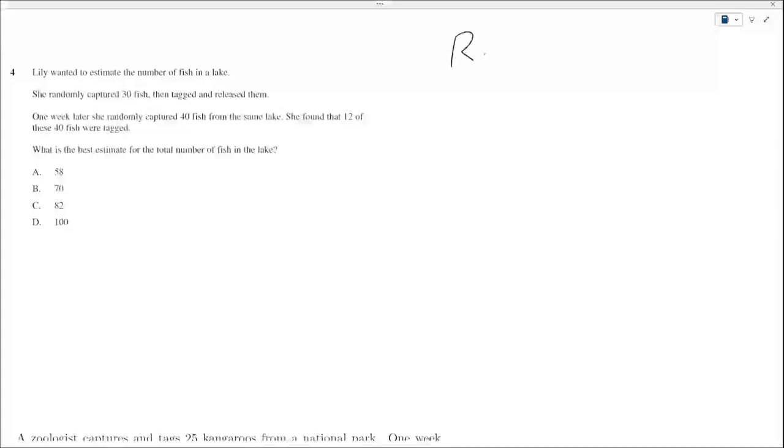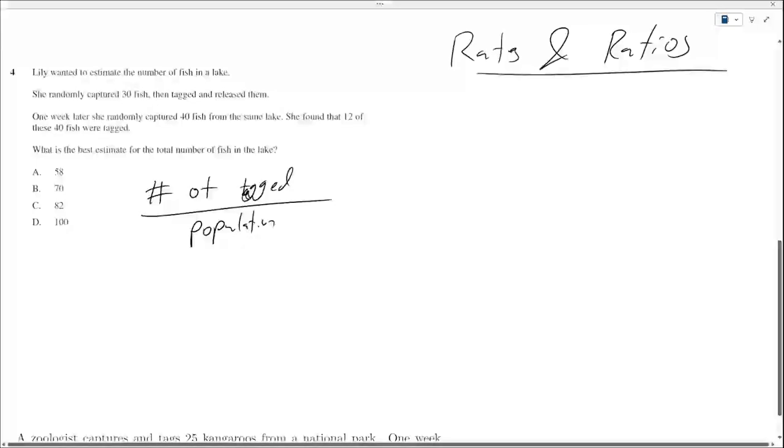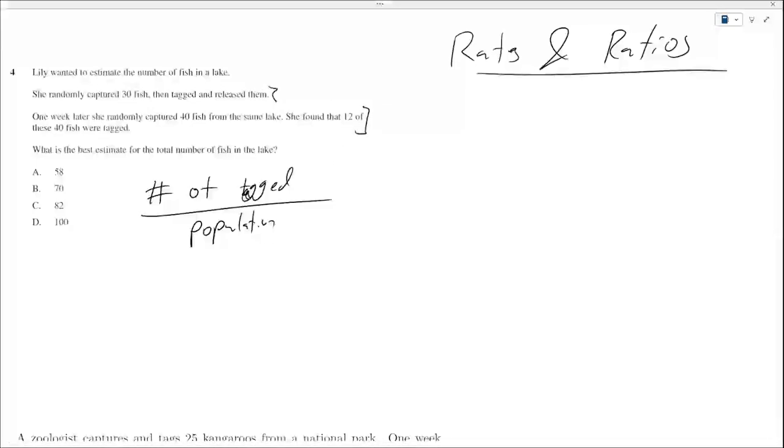Right off the bat, the fact that this is in the topic of rates and ratios basically tells us that we need to establish a rate or a ratio. In this case, we're going to be looking at a ratio: the number of tagged over the population. Whether that population is the sample population or the total population doesn't really matter. That only matters for the context of each section where we're given information.